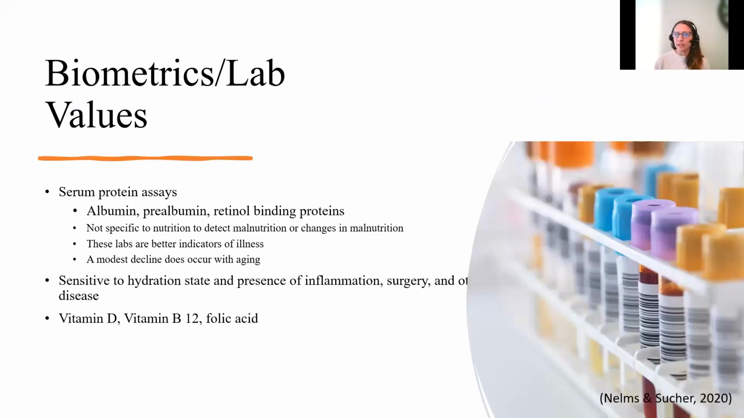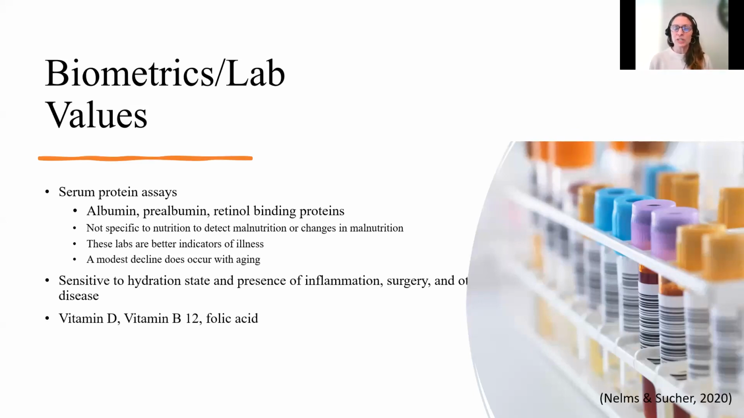When looking at lab values, historically, back when I was in college 20 years ago, we used serum protein assays, or albumin, pre-albumin, to determine malnutrition and to determine if we're feeding enough protein. But it is no longer recommended to use just our serum protein measurements, our lab measurements. They're not specific to nutrition to detect malnutrition or changes in malnutrition, so these should not be used. These labs indicate illness that's occurring. They're also sensitive to hydration, inflammation, surgeries, and other diseases that are happening. There is also a change in these labs with age.